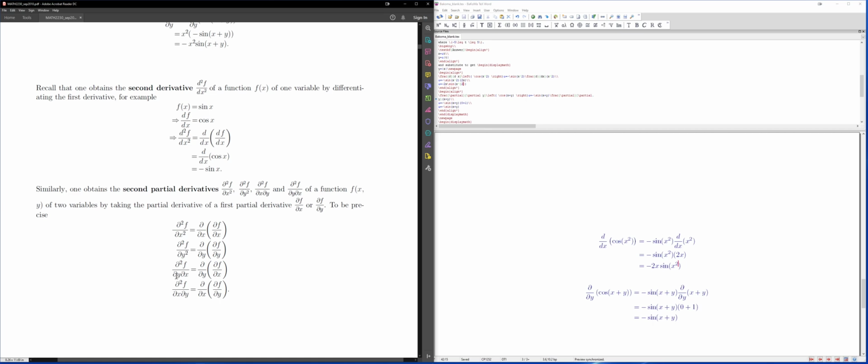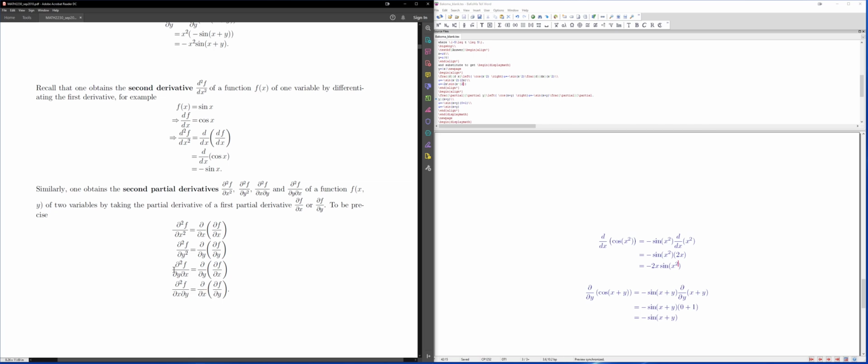Now what I have here are mixed derivatives. How you want to read this is from right to left. So you differentiate with respect to x first and then with respect to y. What this means over here is you differentiate with respect to x first, and then that result you differentiate with respect to y. And this one here means you differentiate with respect to y first, and then you differentiate with respect to x.